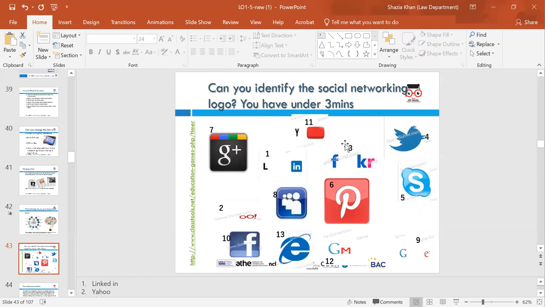Can you identify the 3 social networking logos? You have 3 minutes. Social networking logos. So you've got Facebook and you've got Skype. And maybe Twitter as well.